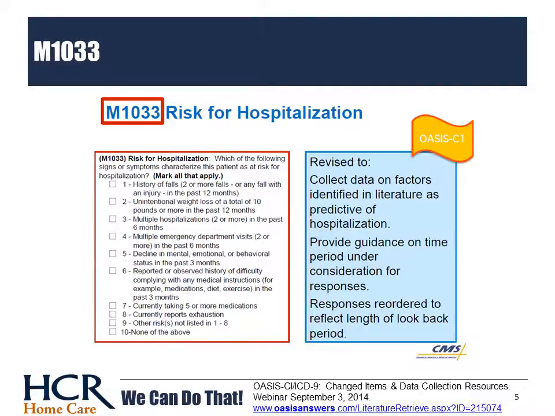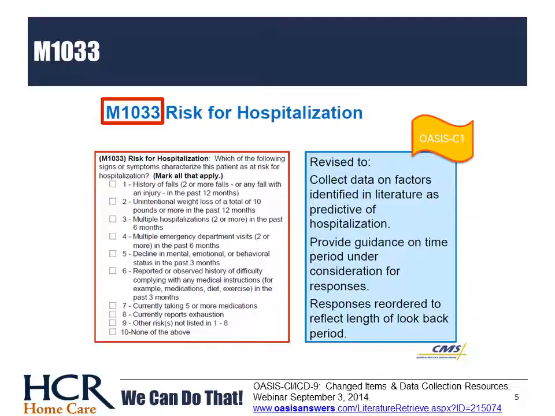The first item we will discuss is M1033, risk for hospitalization. This item currently exists in OASIS C, but has been enhanced to match the current literature regarding hospitalization risk. The M number has changed to 1033 as well. In terms of the item itself, there are a few minor changes.